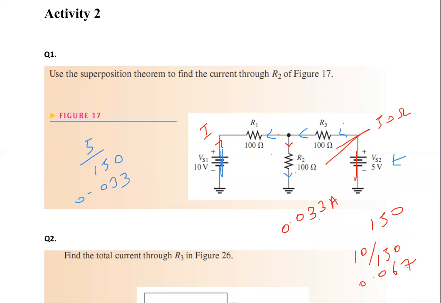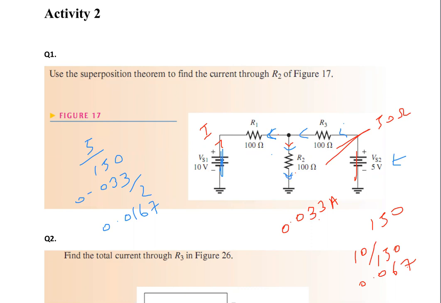0.033. Now, guys, it divides into these two equal branches, right? So here and here. So then what will be the current through R2? That should be half of that, right? Which is 0.016, 6, 7 maybe. Now both are in this direction.